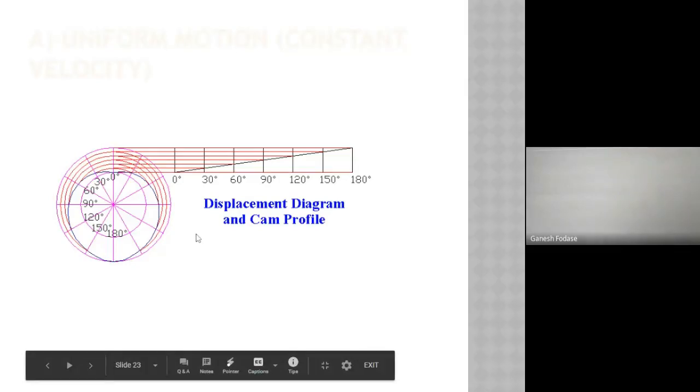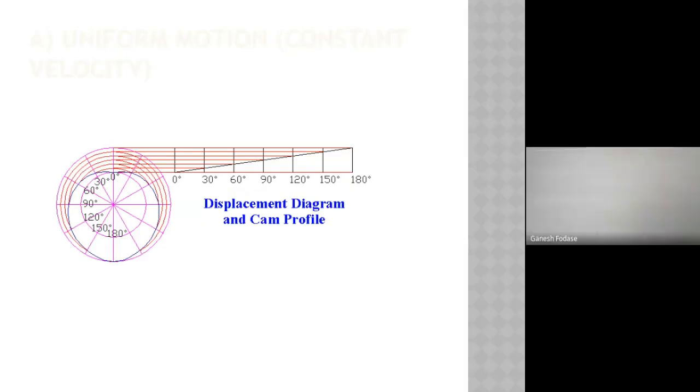This is a simple displacement diagram drawn for a uniform velocity. Is it visible? Hello? Yes, sir. Okay.